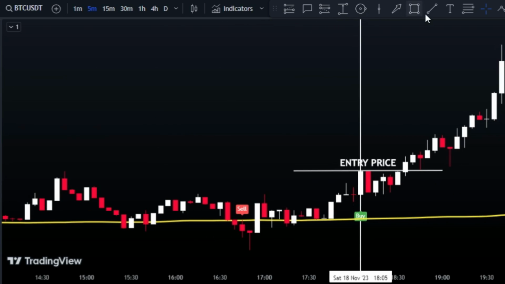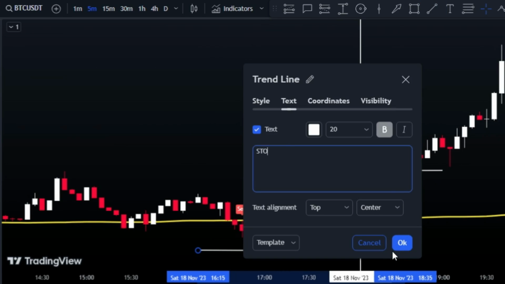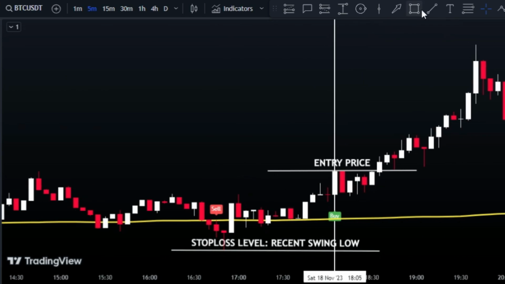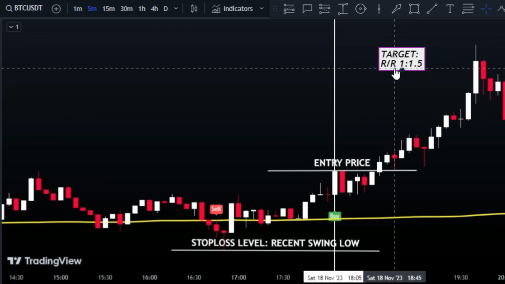But wait, as soon as you enter the trade, quickly place your stop loss under the recent swing low to manage your maximum loss. And when it comes to exiting a profitable trade, set your risk to reward ratio to 1 to 1.5.